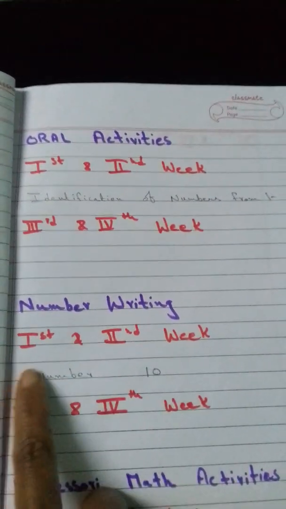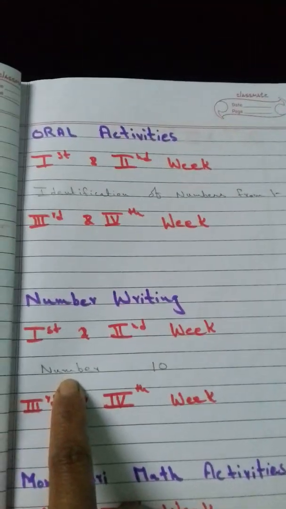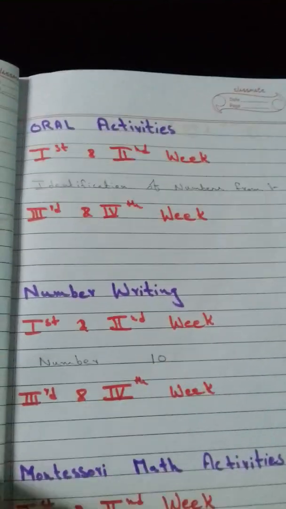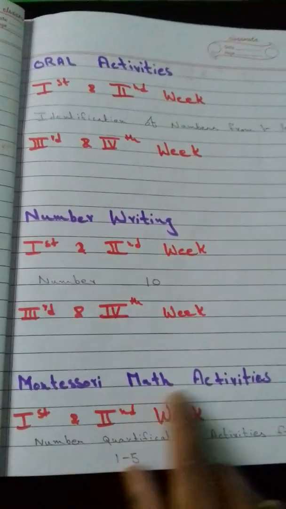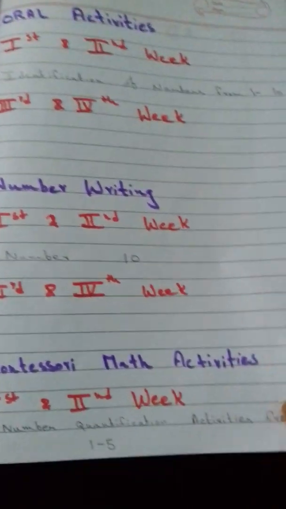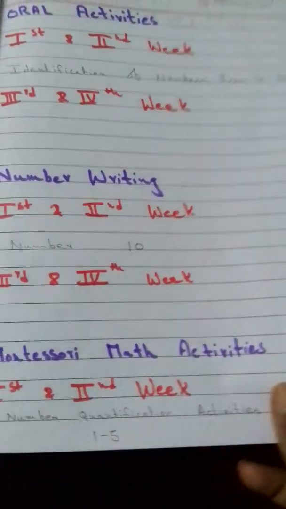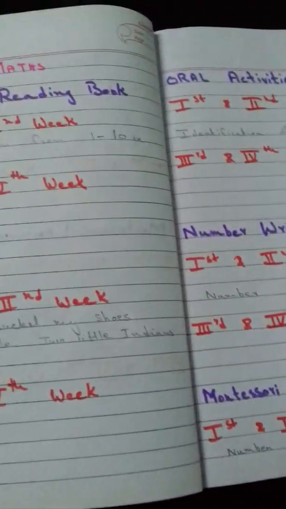Number writing for first and second week, it is tracing of number 10. And Montessori math activity for the first and second week, it is number quantification activities from 1 to 5. It is the revision activity.